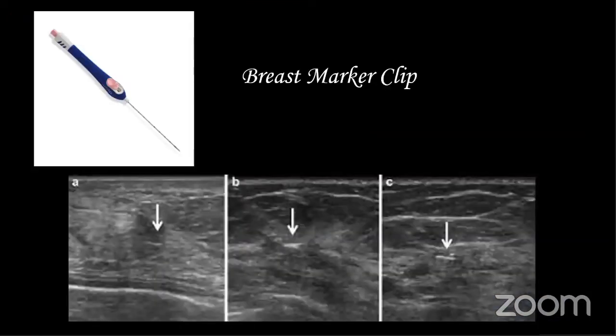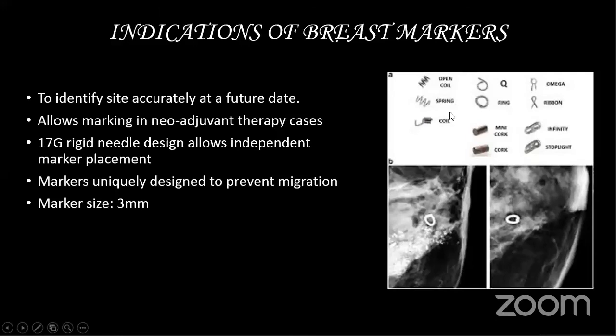Now the next set of interventions is the breast marker clip. What is a breast marker? It is a small tiny metallic foreign body like this. These are in different shapes. It may be a coil, it may be a ring, a ribbon. So what are these breast markers?